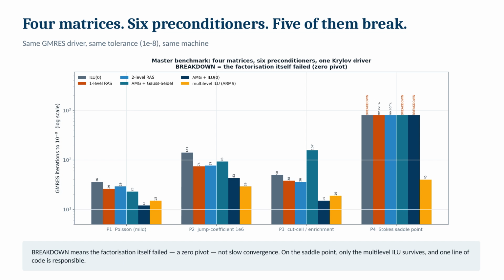Only the smoother changed. And problem 4 is a Stokes saddle point, where ILU 0 doesn't just converge slowly, the factorization doesn't exist. 0 pivot. Same for both AMG variants. Only the multilevel ILU survives, and I'll show you exactly which line of code is responsible. 5 of 6 methods break on at least one of these. Understanding why is the whole video.